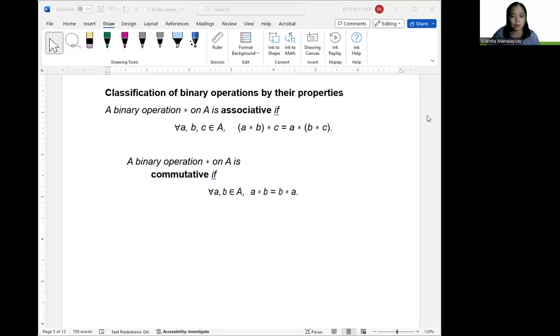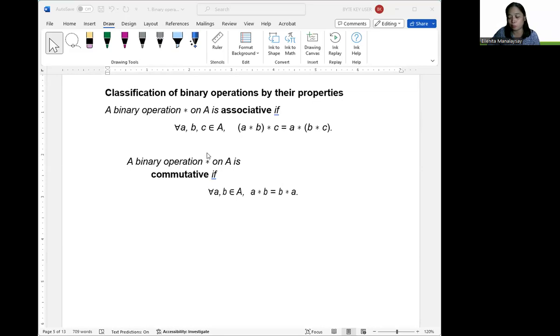Okay, hello everyone. We are on the second part of this video recording. Still, we are on the lesson binary operations. So in this video, we will be classifying binary operations by their properties.